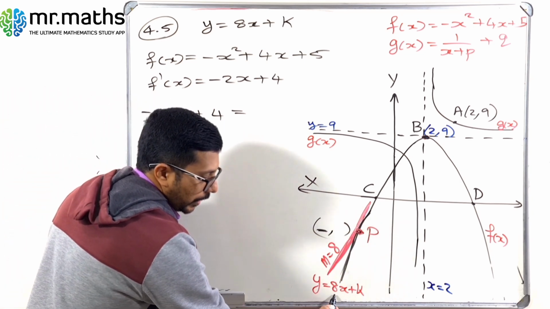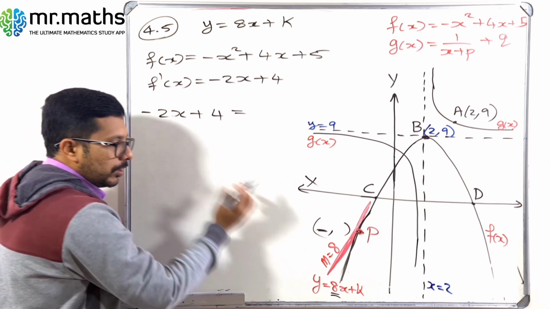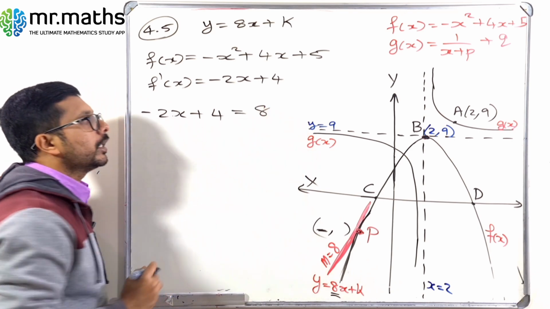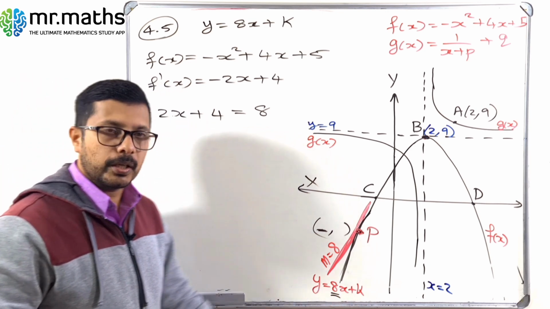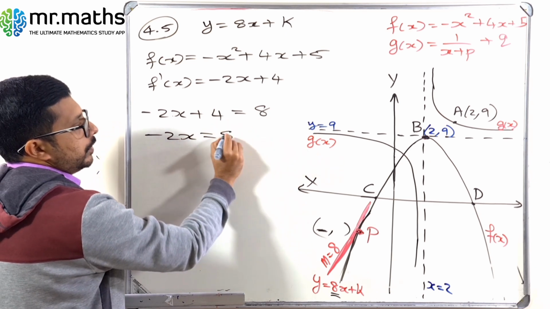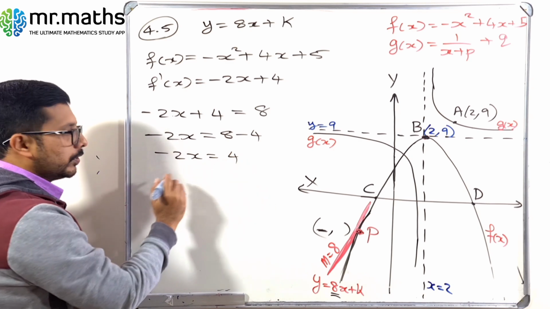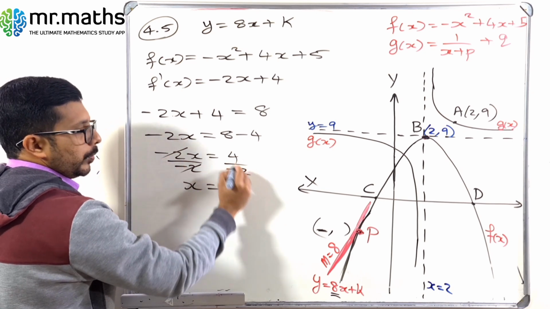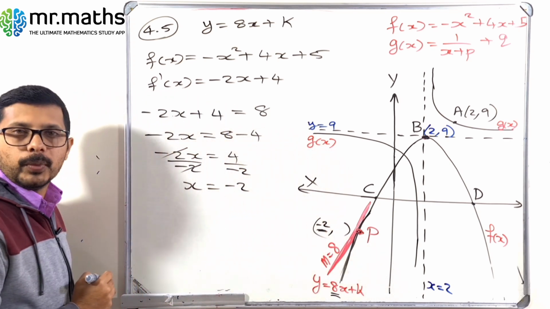But the gradient we already know. y is equal to 8x plus k. What is the gradient? 8. So after we substitute the x value of this point, I am supposed to get the gradient, and I know that it is 8 from this equation. So how can you find x? Minus 2x is equal to, take this to the other side, 8 minus 4, minus 2x is equal to 4. Divide both sides by minus 2. So x is equal to 4 divided by minus 2, which is minus 2. So the x value here is minus 2.